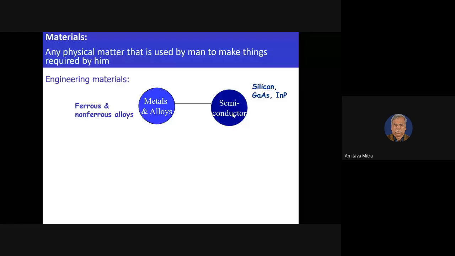What are the materials? Any physical matter that is used by man to make things required by him is the materials. But in terms of engineering materials, we can divide it into various categories. One is the metals and alloys. One is the semiconductors like gallium arsenide, indium phosphide. Like glasses, borosilicate glasses, soda, silica, polymers like polyester, polycarbonates, biomaterials, hydroxyapatite, ferrofluids, and ceramics, that is alumina, silicon nitride, zirconia, high temperature superconductors. So these are different categories of materials.